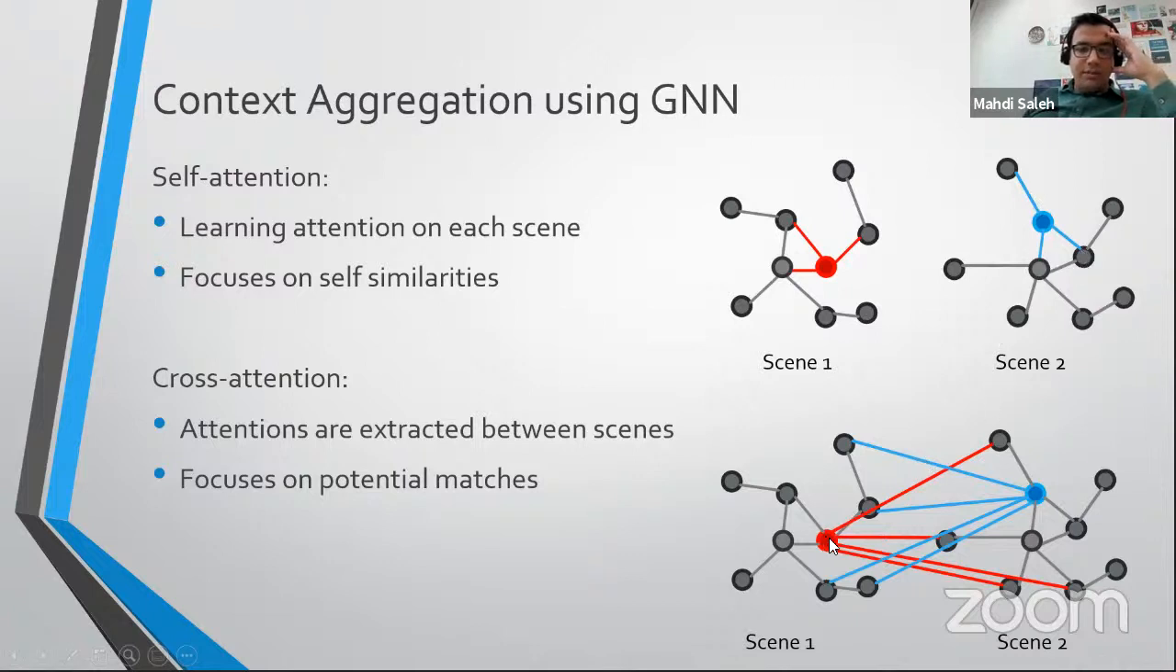And a cross-attention means that you do this across scenes. So you basically have some meta connections from scene 1 to scene 2, and you can compute your attentions from scene 2 to scene 1 and the other way around. And this is two graph passes we do to find out attentions on each side. The self-attention intuition is to focus on self-similarities, and the cross-attention intuition is to focus on potential matches. You find out your matches by looking on the other side with these graph passes.